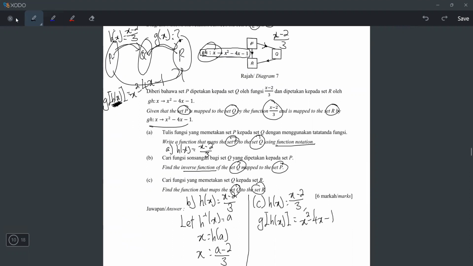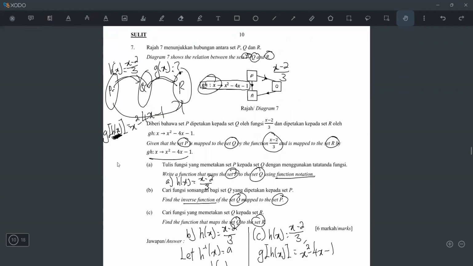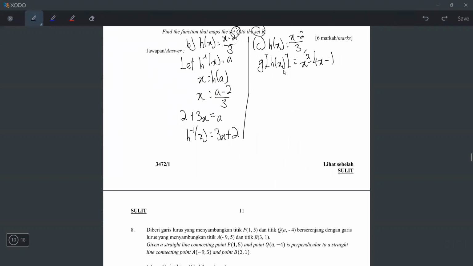So now I will scroll down and then start to find g(x), because they want the function that maps Q to R, which means they want g(x). Okay, so now let's try to actually solve the question. This question I also revised in class. I said there are two types of question. The first type is composite where the inside is not present and the outside is present, which is the easy one.